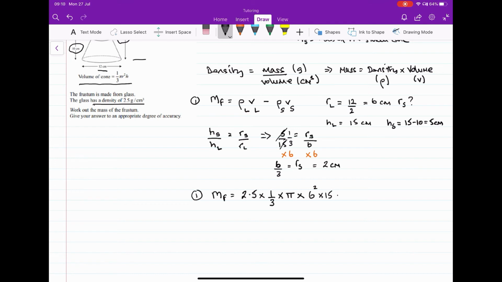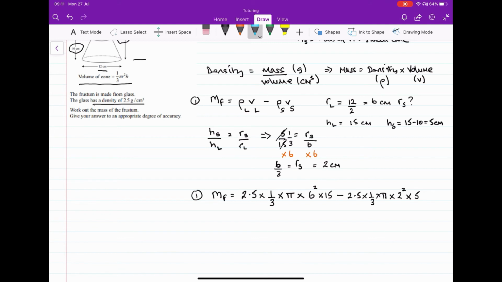And we've then got to subtract the mass of the small cone, and the mass of the small cone is equal to the density of the small cone, which is still glass, so it's still 2.5, multiplied by 1/3, multiplied by pi, multiplied by the radius of the small cone squared. Well, we know the radius is 2, so that's 2 squared, multiplied by the height of the small cone. And the height of the small cone we have calculated here as 5 centimeters.